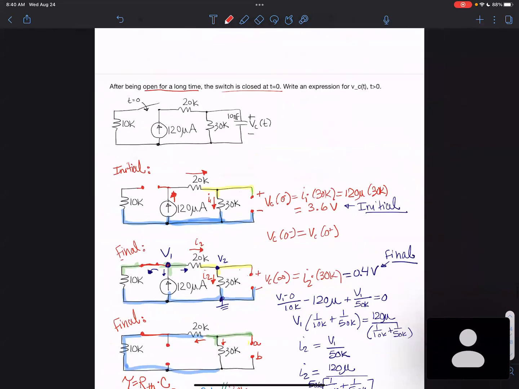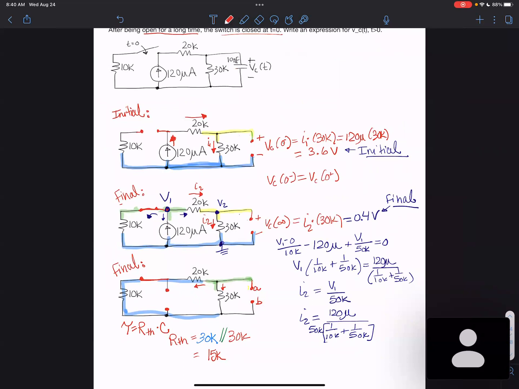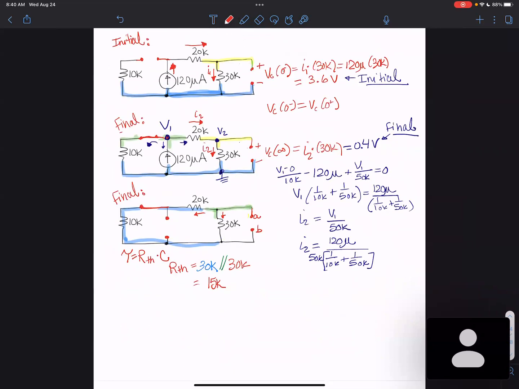And the capacitor value was given as 10 nanofarads. So tau is going to just be 15K times 10 nanofarad. This is in ohms, which gives you actually the seconds. And this ends up being 150 microseconds. So now I can write the equation because I have all the components to it.